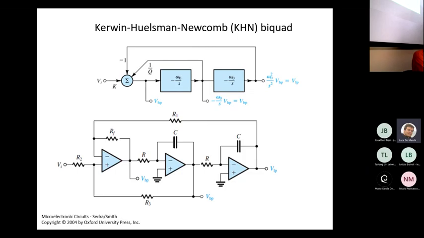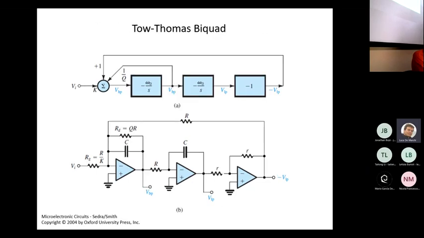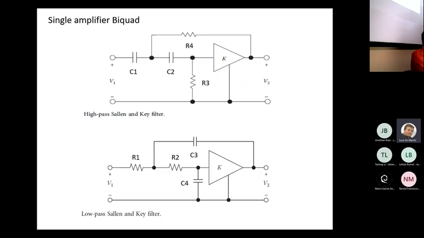Next time we will analyze other configurations, for example, the so-called Tow-Thomas biquad, and finally we will find a way to achieve a second-order transfer function with just one op-amp. It's the so-called Sallen-Key implementation.